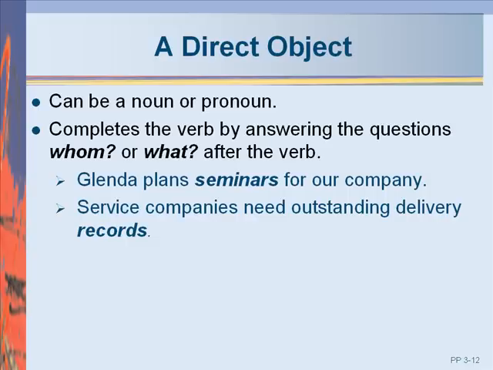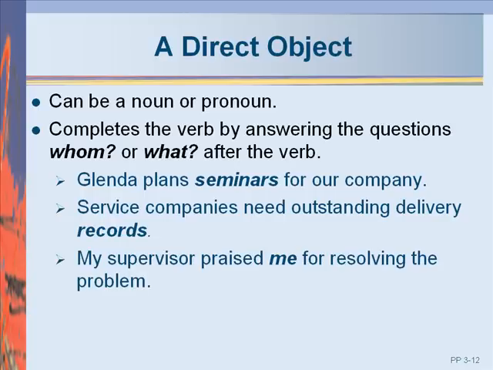This one you really need to look for the subject. The subject is companies, and what do they need? They need records. It answers the question what, so we have a direct object, and the direct object is records. Need to find the subject. Remember, the subject is at the beginning of the sentence. It's not my. My in this case is used as an adjective describing supervisor. So supervisor is the subject. Praised is a predicate. Praised whom? Praised me. So me is a direct object.